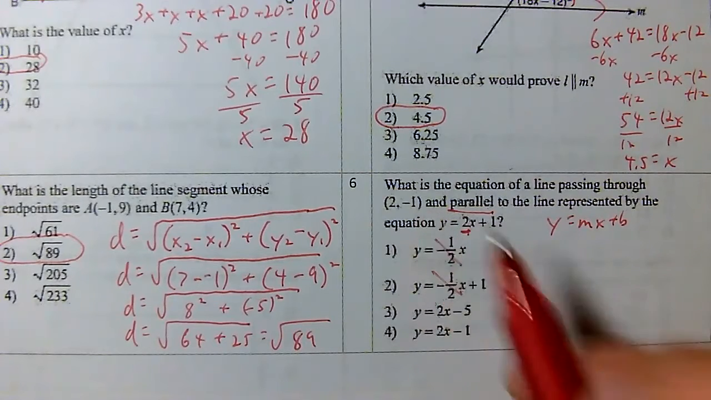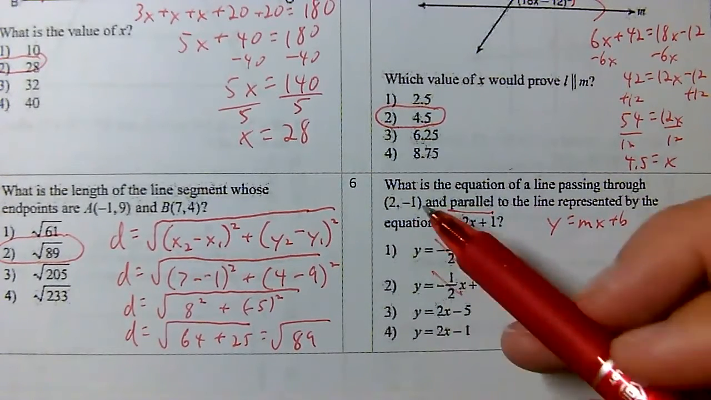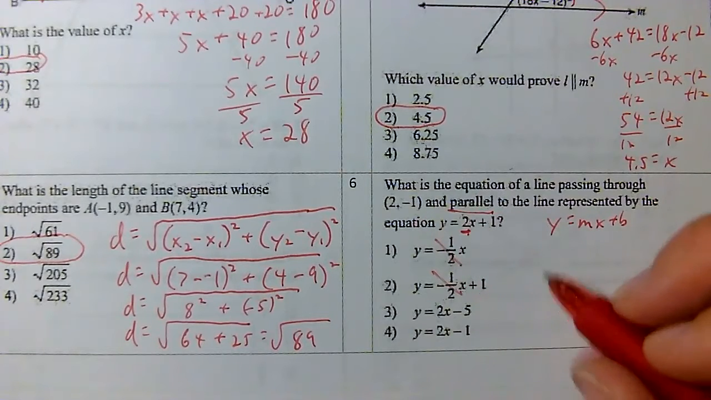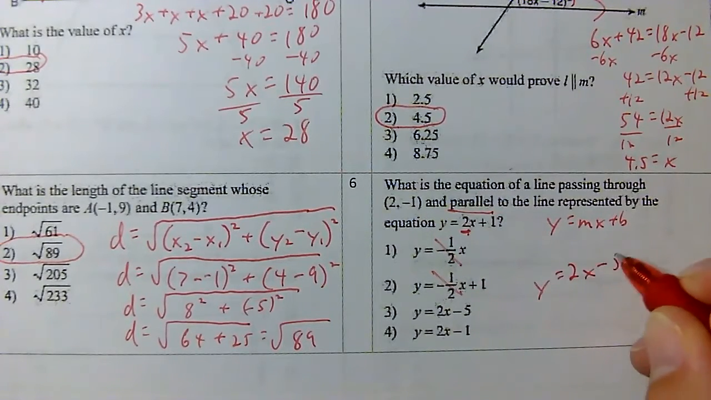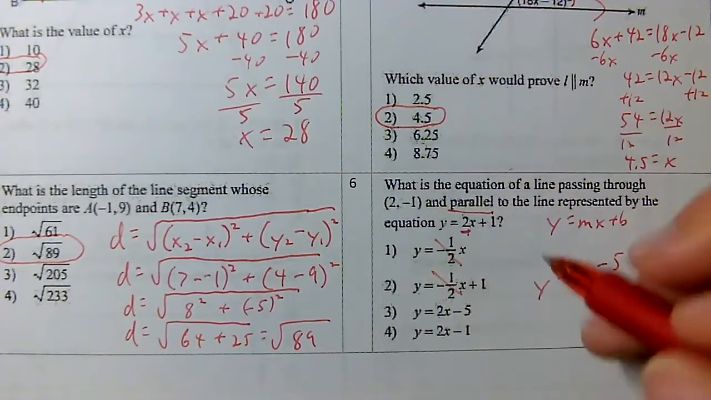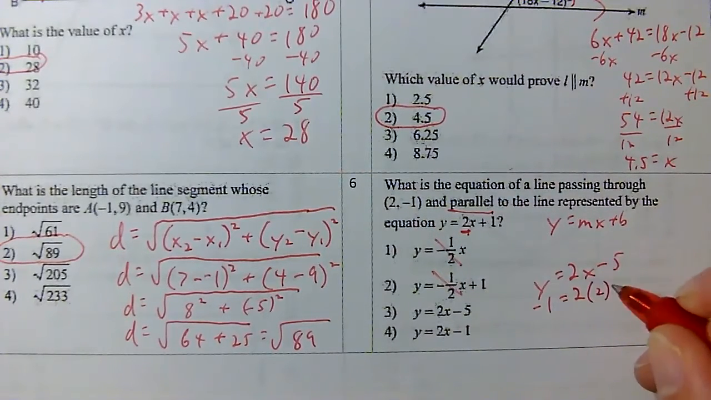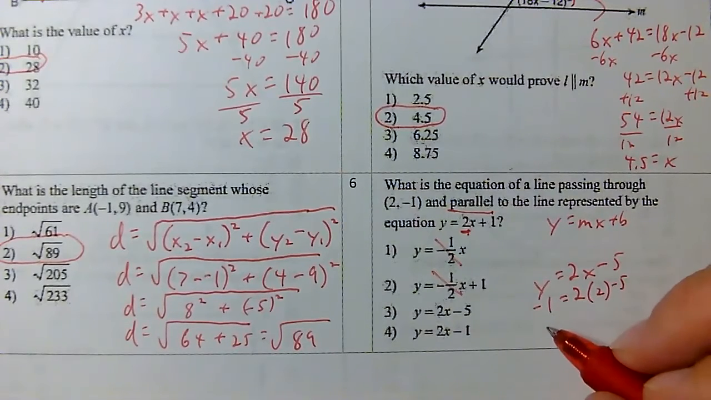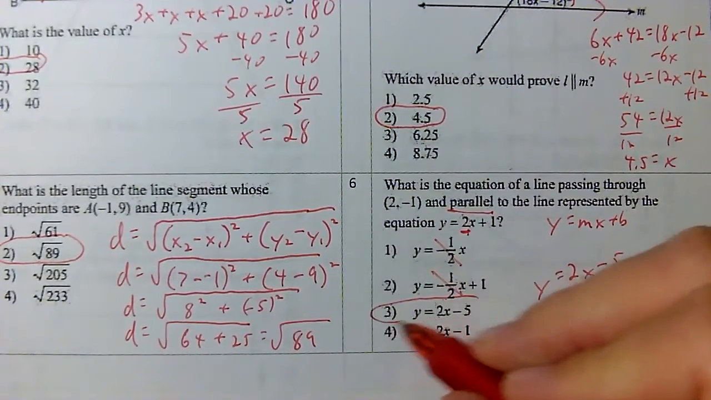Now, which one goes through that point? Well, the easiest thing to do next, since we have 2 options, plug the point in and see which one works. So I'm just going to plug it into the first one. So again, this is my equation that I'm plugging into right now. I'm going to plug those 2 values in. -1 equals 2 times 2 minus 5. -1 equals 4 minus 5, which does give us a true statement. So 3 is our answer.